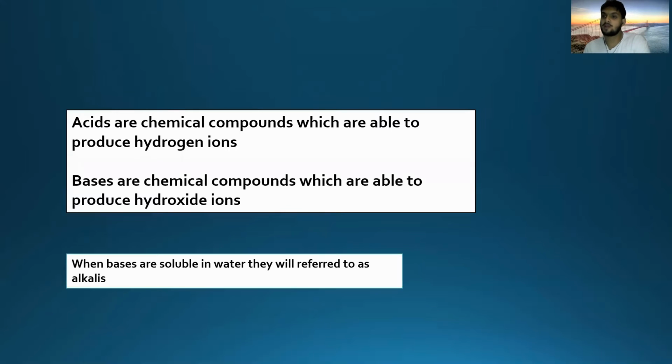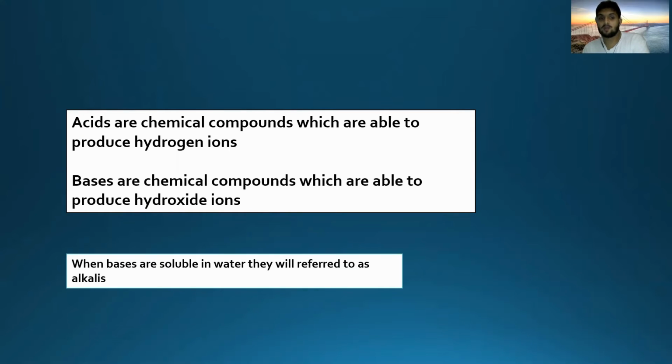ions. So when you react acids with water, its main feature is that it produces hydrogen ions. Bases are chemical compounds which produce hydroxide ions, the OH minus ions. So those are the two definitions that you can write when they question you about acids and bases.